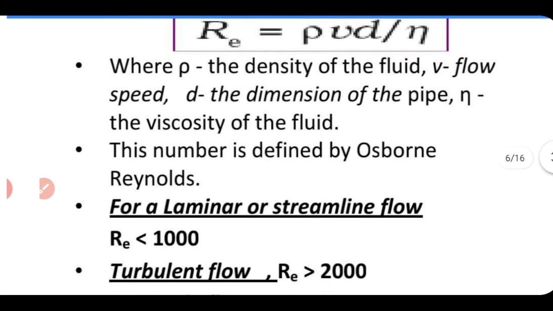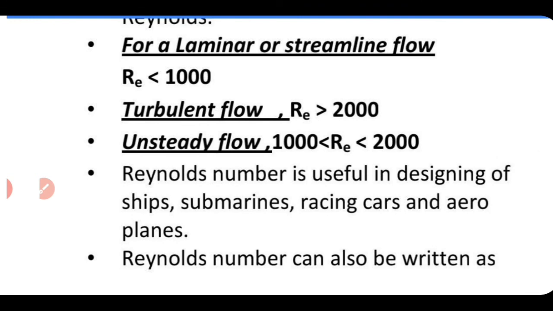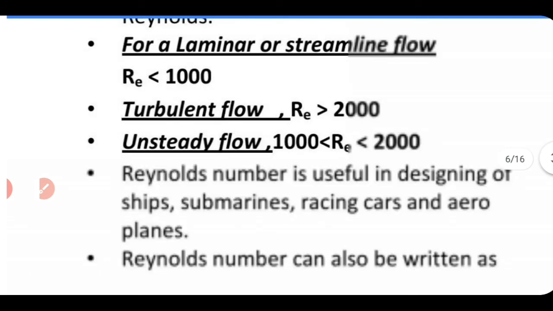Now how do we say what type of flow it is with respect to this Reynolds number? For a laminar or streamline flow, this Reynolds number will be less than 1000. For the flow to be turbulent, Re should be greater than 2000. So we say the flow is turbulent only if this Reynolds number is greater than 2000. And we say the flow is unsteady, that means it is not streamline or turbulent, but unsteady, if the Reynolds number lies between 1000 and 2000.